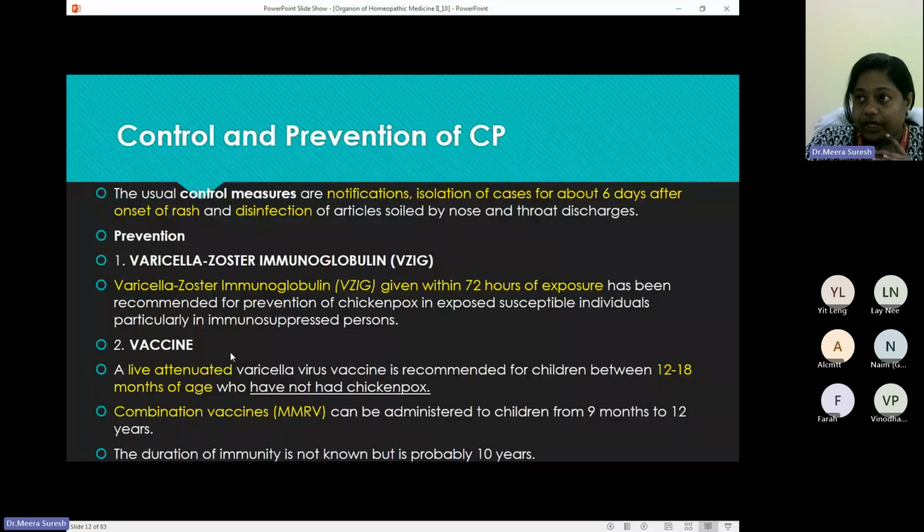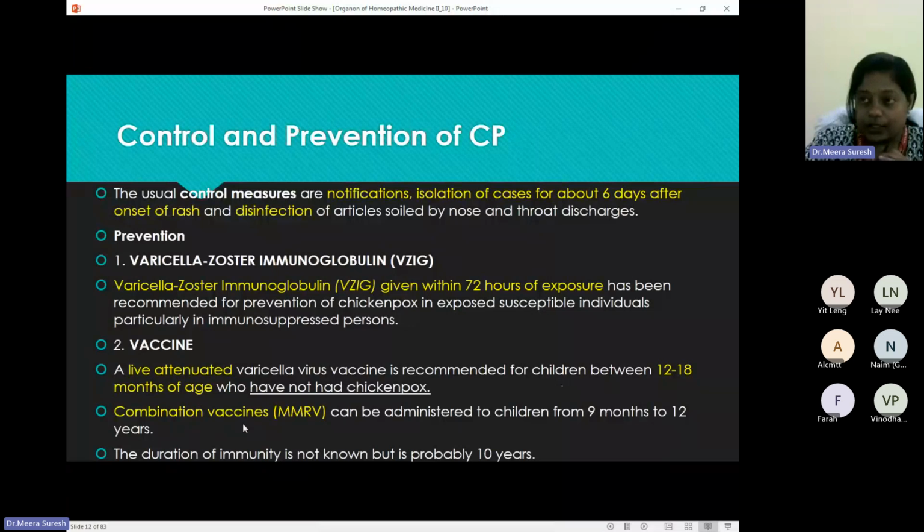So if a person gets exposed to a chickenpox patient, then he can immediately go and take this varicella zoster immunoglobulin, and it should be given within 72 hours of exposure. It has been recommended for prevention of chickenpox in exposed persons, especially those who are immunosuppressed. And for the vaccine, there is a live attenuated vaccine, recommended for children between 12 to 18 months of age, like 1 to 1.5 years, who have not had chickenpox.